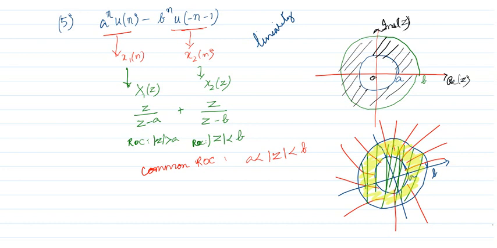That is what I have mentioned here. ROC is between a and b. So this is the answer. This is the corresponding ROC. By using the linearity property, I have solved it.